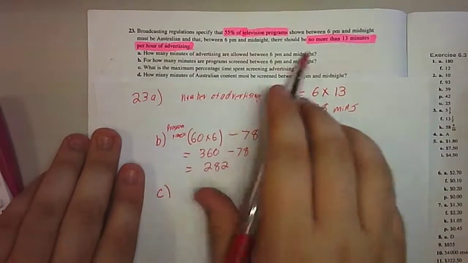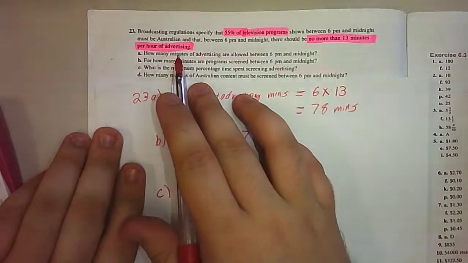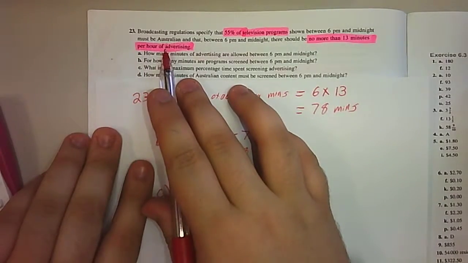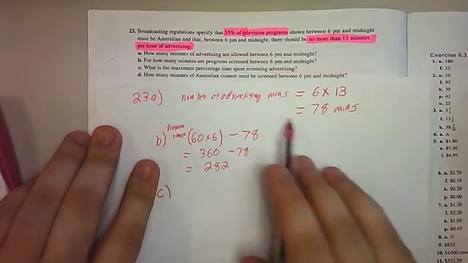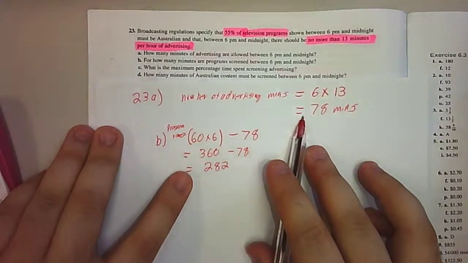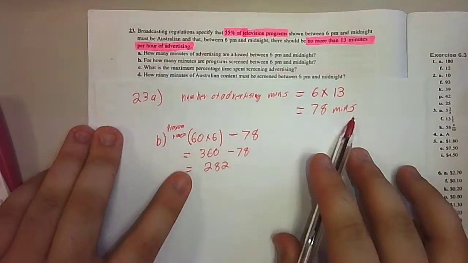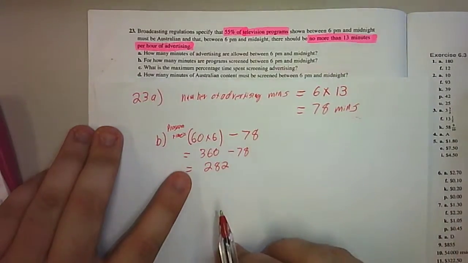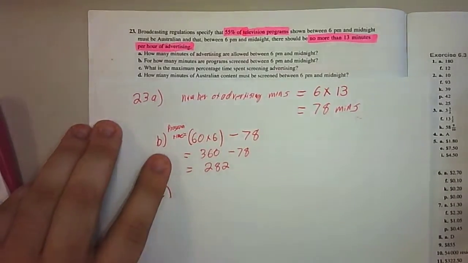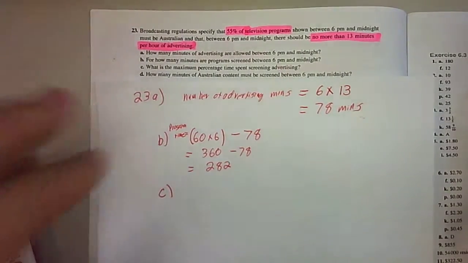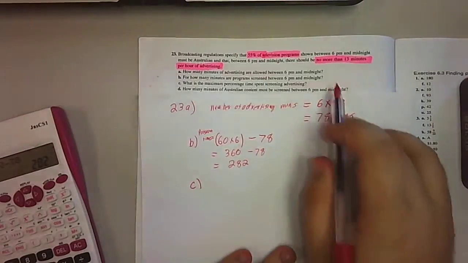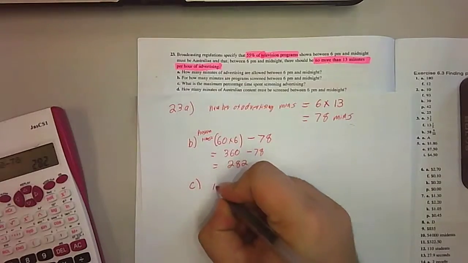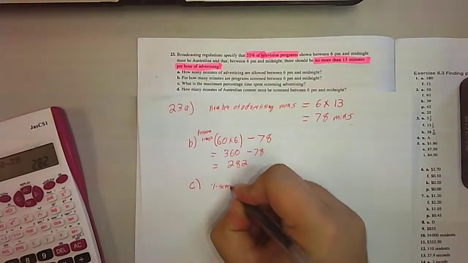Now, if it's 13 minutes per hour, you can work out 13 divided by 60, gives you a percentage, times by 100. Or you could say, hang on, if there's 78 minutes in 6 hours, then I'll take 78 minutes divided by the number of minutes in 6 hours, and then times 100. So there's two ways to do it. I prefer doing it the first way. It says there no more than 13 minutes per hour.